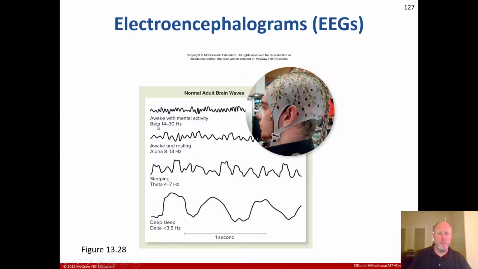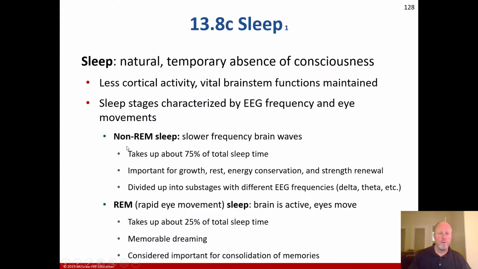Someone's awake with mental activity, with the beta at 14 to 30 hertz here, frequency-wise, and it's slowing down, awake and resting, right? Sleeping slows down even more, right? And then deep sleep. See these undulations here, right? Less than 3.5 hertz. That's over a 1 second span. A lot less activity, obviously, from a standpoint of frequency.